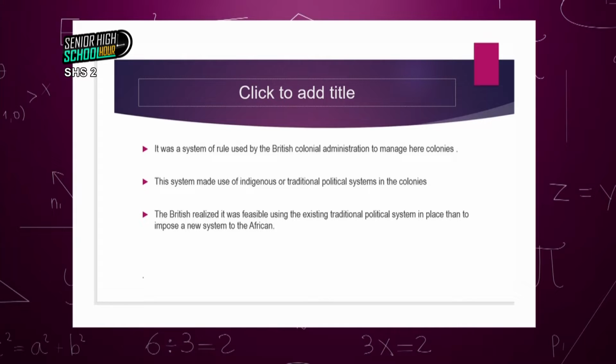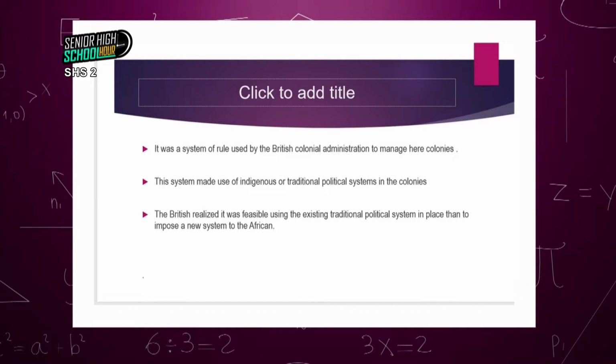It was a system of rule used by the British colonial administration to manage her colonies. This system made use of indigenous or traditional political systems in the colonies. The British realized it was more feasible to use the existing traditional political system than to impose a new system on the African. As a matter of fact, they felt that it was a waste of time because when they came into some parts of Africa, they realized that there were structures that were in place. And so it was easy to use the traditional political systems that were there. Let's talk about some of these traditional systems.